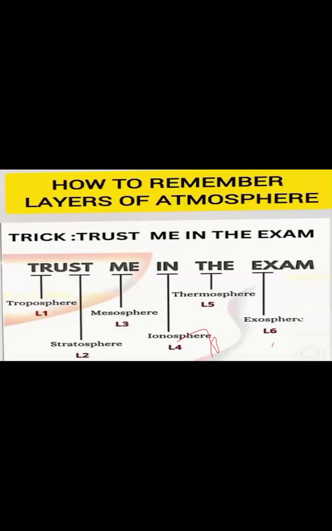In science, we can show them different kinds of models on the screen also. Now we all have smart boards in the classrooms. We can show them so many things. This is the easiest way to learn. Layers of atmosphere, you can see L1, L2, L3, L4, L5, L6. And trust me, it will come in the exam, right?